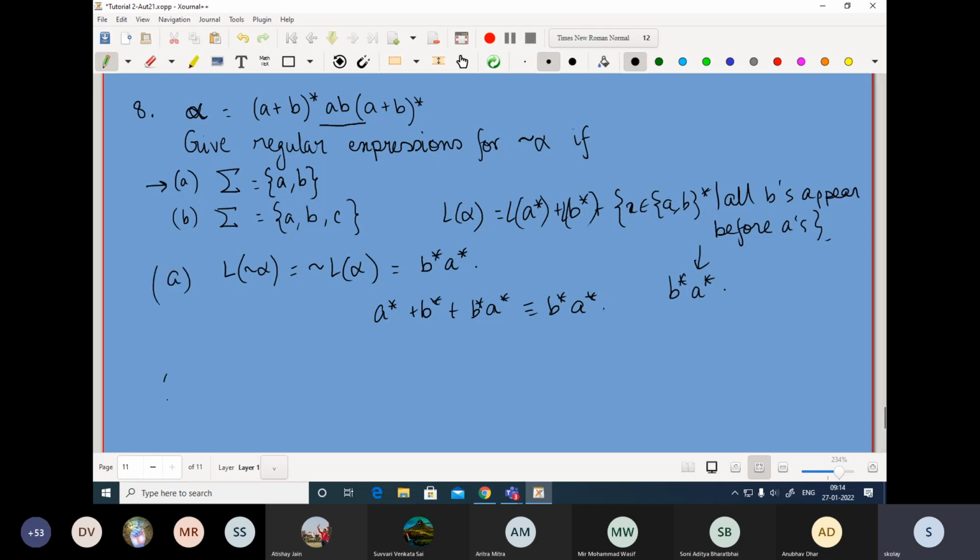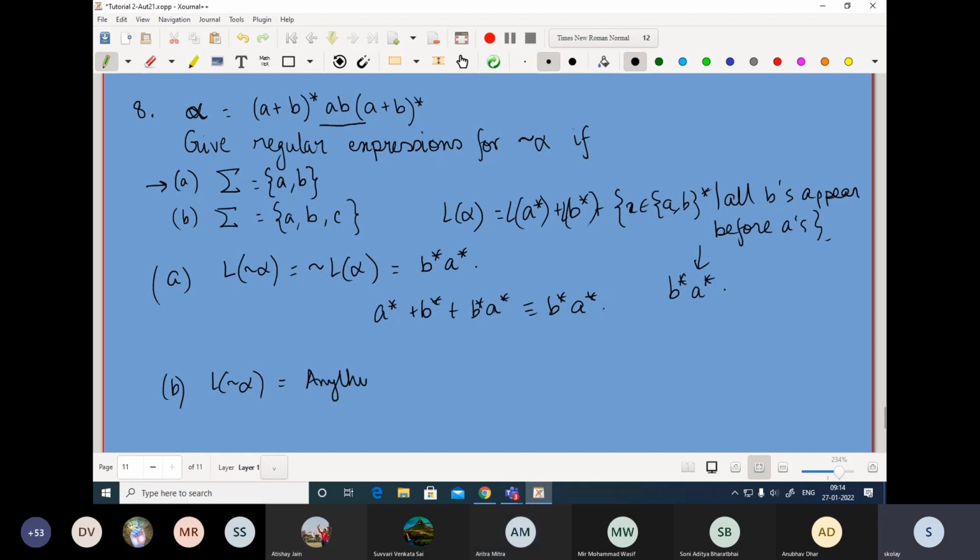Okay, so this is part A. What about part B? Let sigma be {a,b,c}. Then what are the strings that are not in L of alpha? Notice that there is no c in alpha, so there's no c in this regular expression. Now what are the strings in the complement language? Anything containing c.